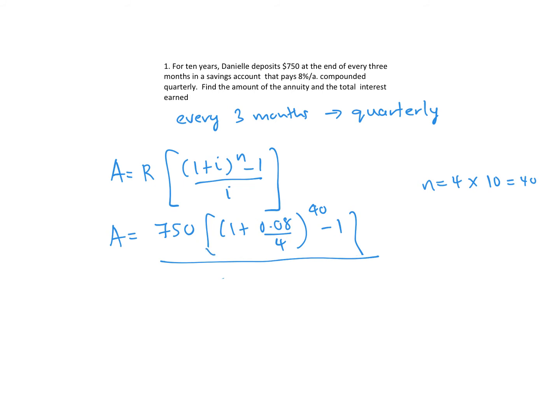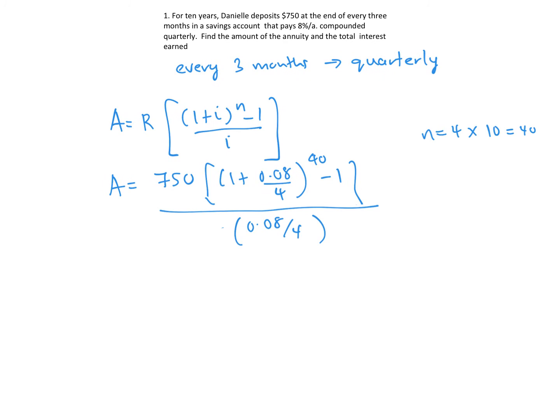And this is going to be divided by the interest rate. So like I said, you could do the top bracket, divide by the interest rate, and multiply by 750 last, or you could do the top bracket, multiply by 750, and divide by the bottom. It doesn't matter the order, because order does not matter when you're multiplying and dividing.